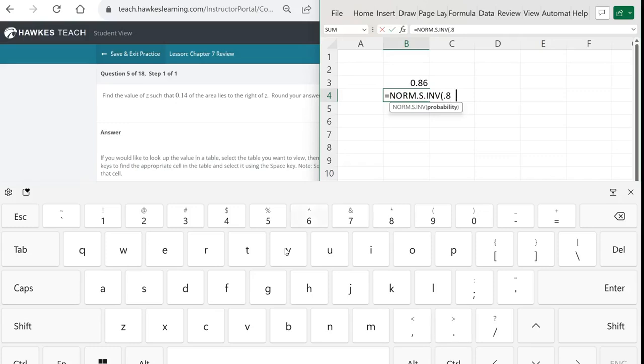Here I'm going to put in 0.86 because again, Excel works from that to the left of my z value. And so I need to do that subtraction of that area to the right. 1 minus the area that I'm looking for to the right gives me my area to the left. And so I've got 0.86. Now the norm.s.inverse of 0.86 is 1.08. So there's two different ways that you can go about solving a problem like this one.